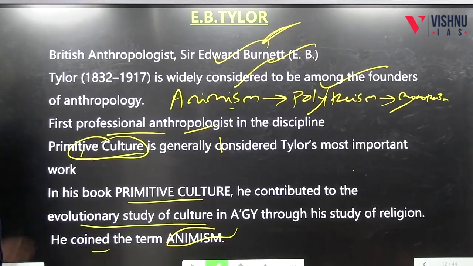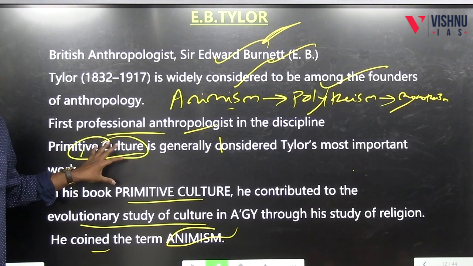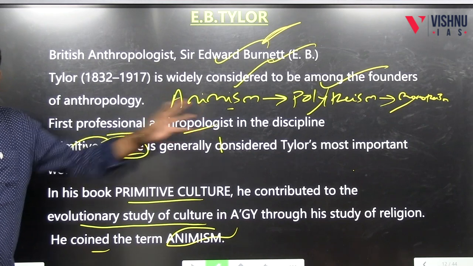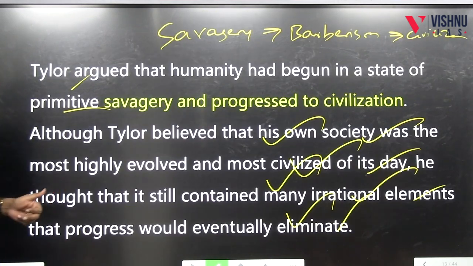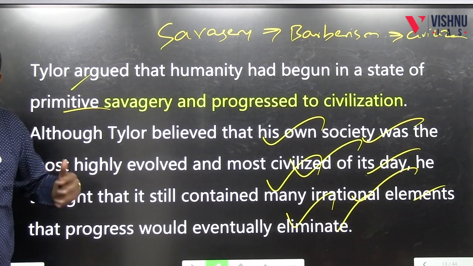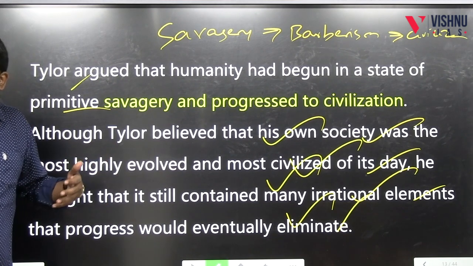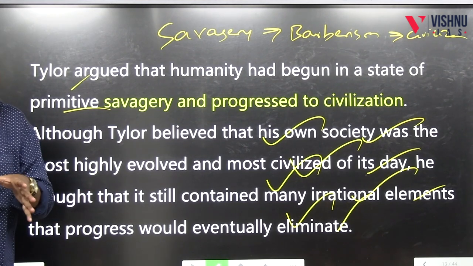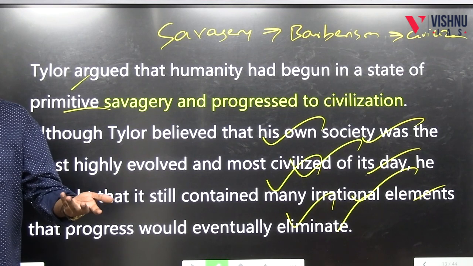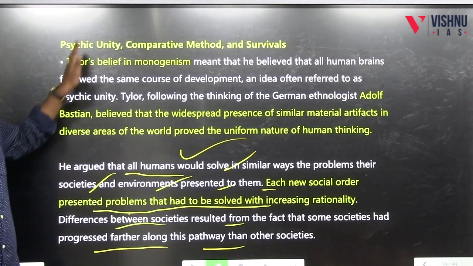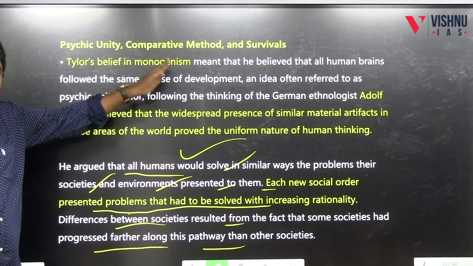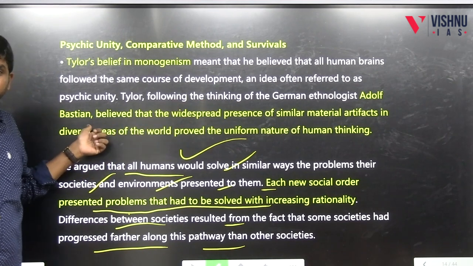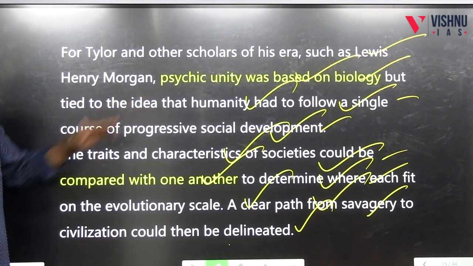Tell me quickly. This is first. E.B. Taylor, what he told? Famous book? Primitive Culture. In this book, he told the religion is animism to polytheism to monotheism. Why animism? Daydreaming concept. Correct. Savagery progress to civilization. As man evolving with time, the problems, the challenges are becoming more scientific. When it is becoming more scientific, he needs to address more scientifically. Hence, he is evolving more, civilized. Then, psychic unity. Comparative methods and survivals. Culture survivals and culture parallels. Compared to who supported him? Adolf Bastian. Psychic unity is based on biology.